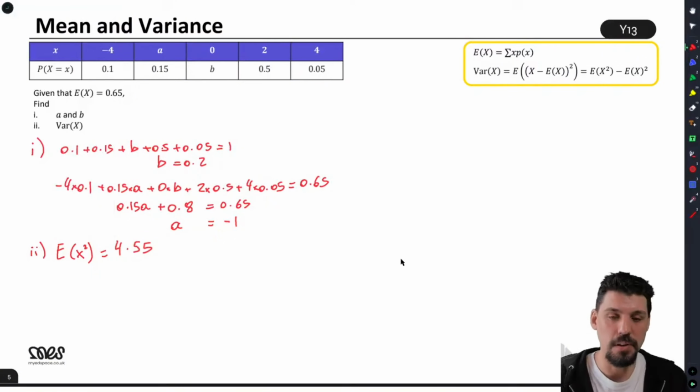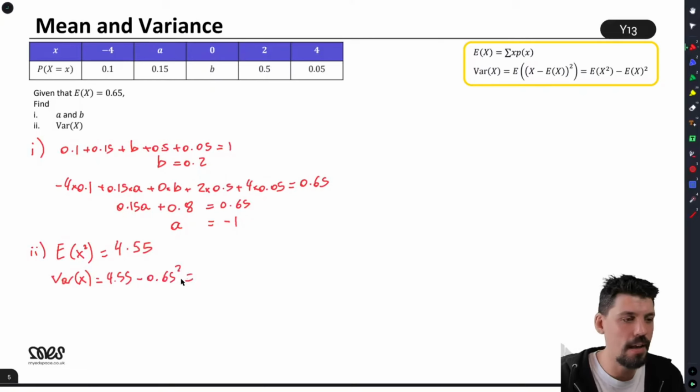But we're going to have to finish this off like grown-ups. Var of x is 4.55 minus 0.65 squared. Our one seems to suggest it's 4.1275.